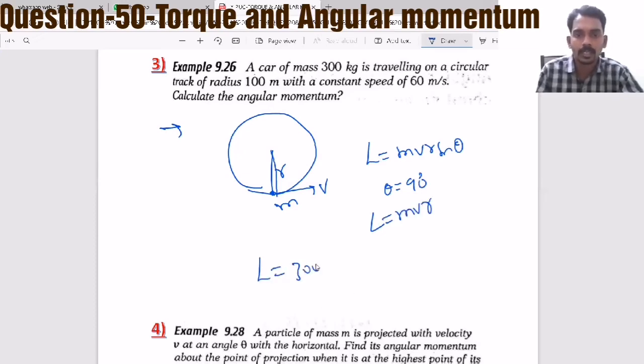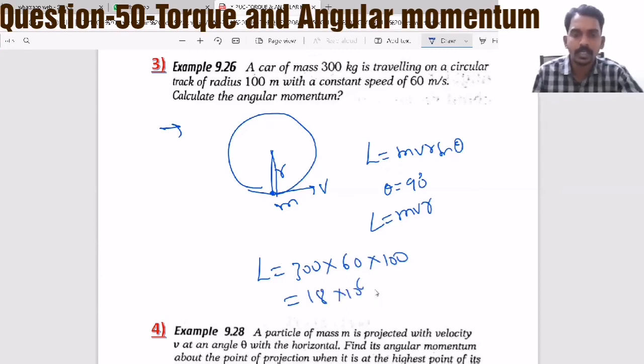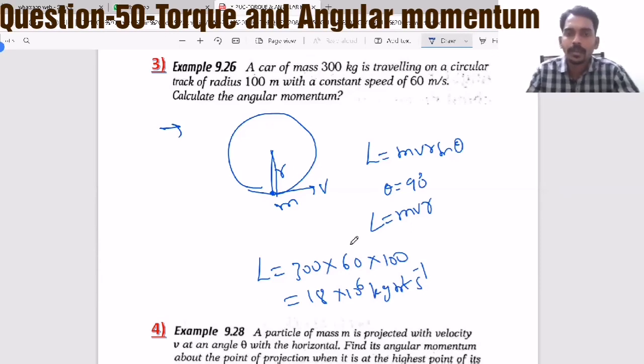So m is 300 kg, v is 60, r is 100. So that is 18 into 10 power 6 kg meter square per second. This is the angular momentum formula for every particle moving in a circular path with constant speed, mvr, about the center of the circular track.